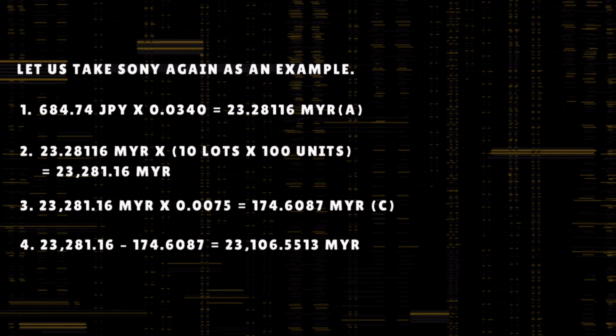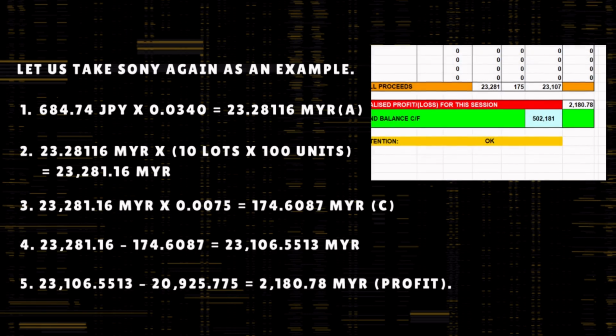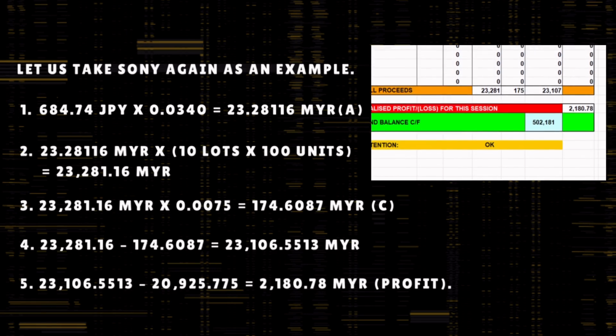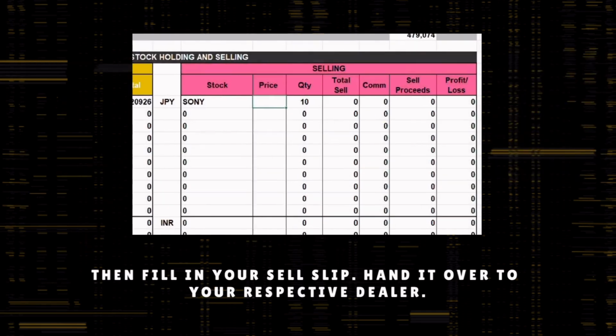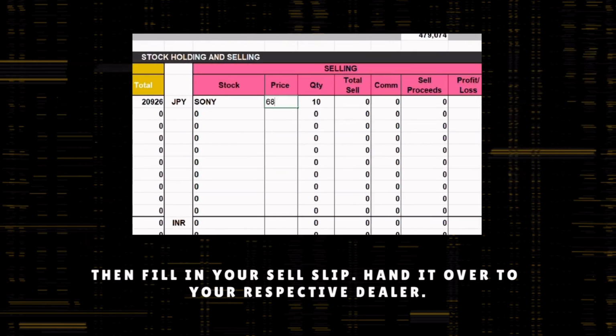Number 4, 23,281.16 minus 174.6087 equals 23,106.5513 Malaysian ringgit. Number 5, 23,106.5513 minus 20,925.775 equals 2,180.78 Malaysian ringgit. Then fill in your sell slip. Hand it over to your respective dealer.